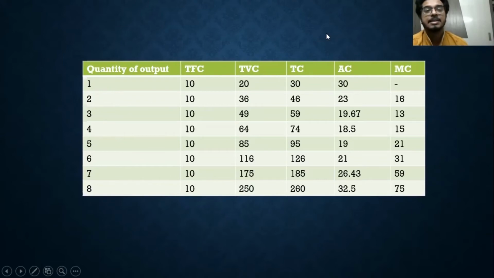This is the total fixed cost remaining the same, and total variable cost is given by 20, 36, 49, 64, 85. My total cost will be the summation of total fixed cost plus total variable cost, and you can see this is 30, 46, 59, 74, 95, and so on. My average total cost is the total cost divided by the quantity. So 30 divided by 1, 46 divided by 2, 59 divided by 3, 74 divided by 4, 95 by 5, and so on. And what is marginal cost?